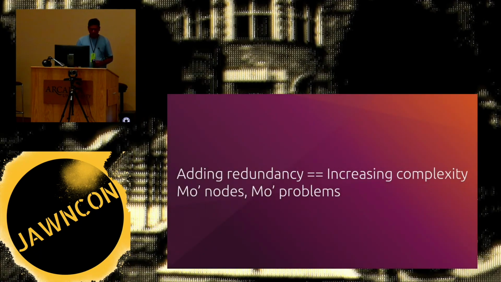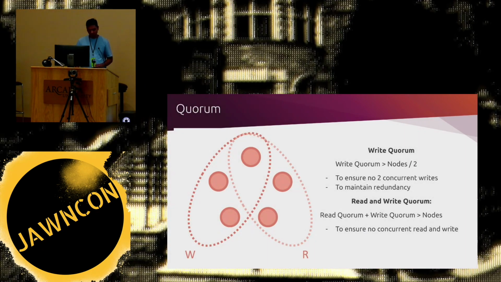So adding redundancy usually increases complexity. The reason is, before you were dealing with one node, and that's the only node you have to worry about, so you're working on a single process, a single node. Adding more nodes means you're introducing a new tier of problems you have to think about. One of them is quorum. So what is quorum? Quorum is basically, imagine you have a cluster of 5 nodes.